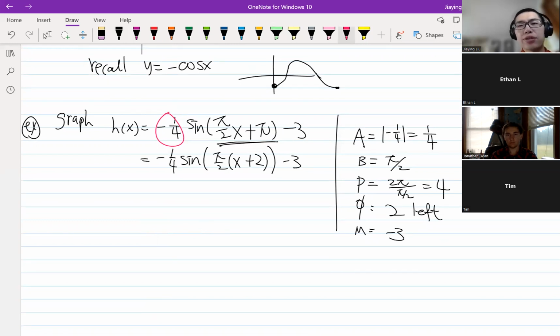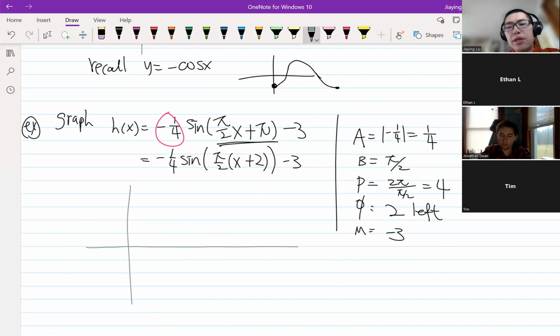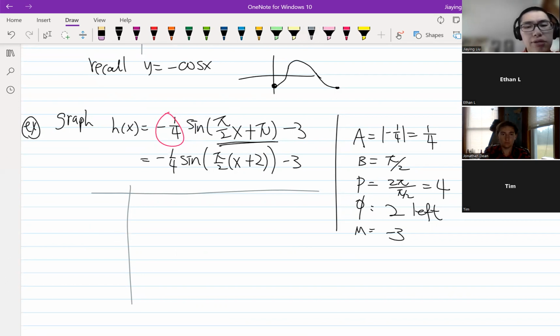After we identify those critical values, we can start graphing. The midline is -3, and the amplitude is 1/4, so we get a pretty squeezed graph here. I'm going to be sort of cheating a little bit. I'm going to move the x-axis up. And I'm going to pick, let's see, this is going to be -1. There's no easy way.